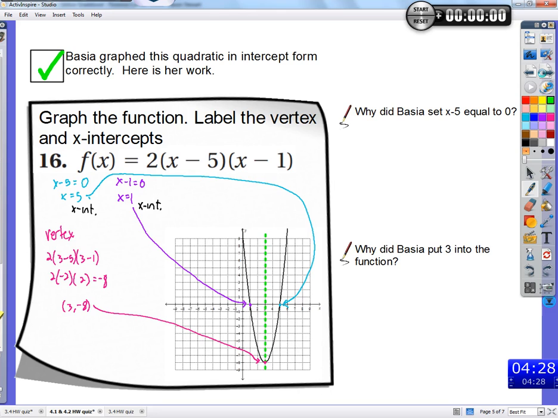As you graph this quadratic in intercept form correctly, here's her work. This question was the one that in the other two classes we spent the most time on, and it's really important. If you're fading in and out paying attention sometimes and not others, I would tune in for this one, for sure. So the question is, why did Beja set x minus 5 equal to 0? Kind of a deep question. I want you to write down some kind of a response in your native tongue, English or Latin or whatever.